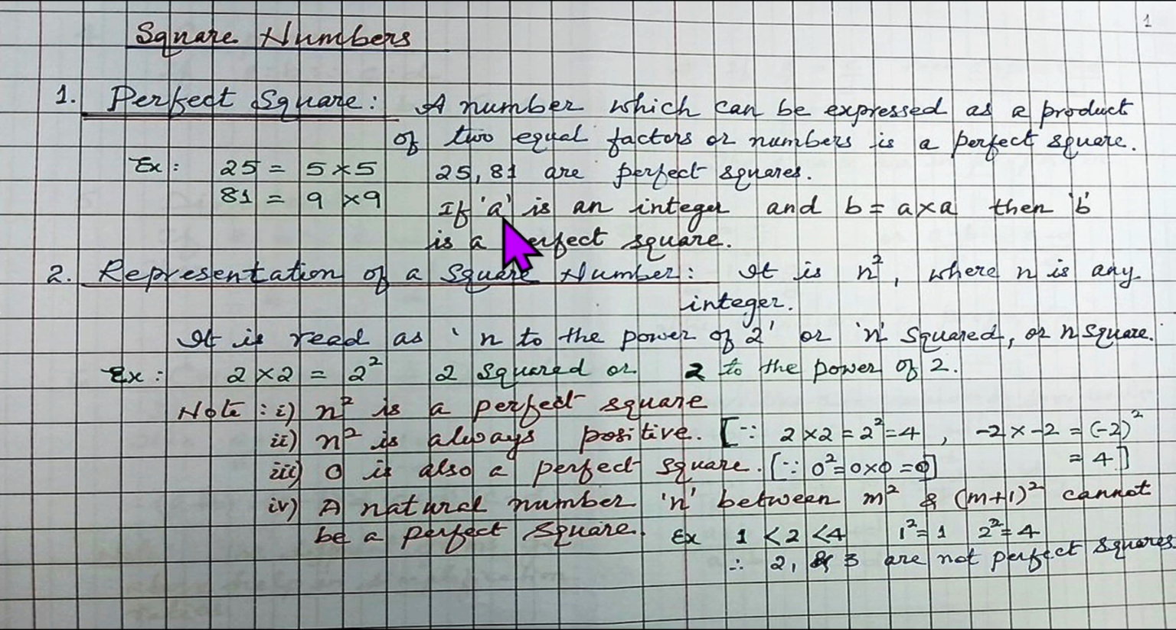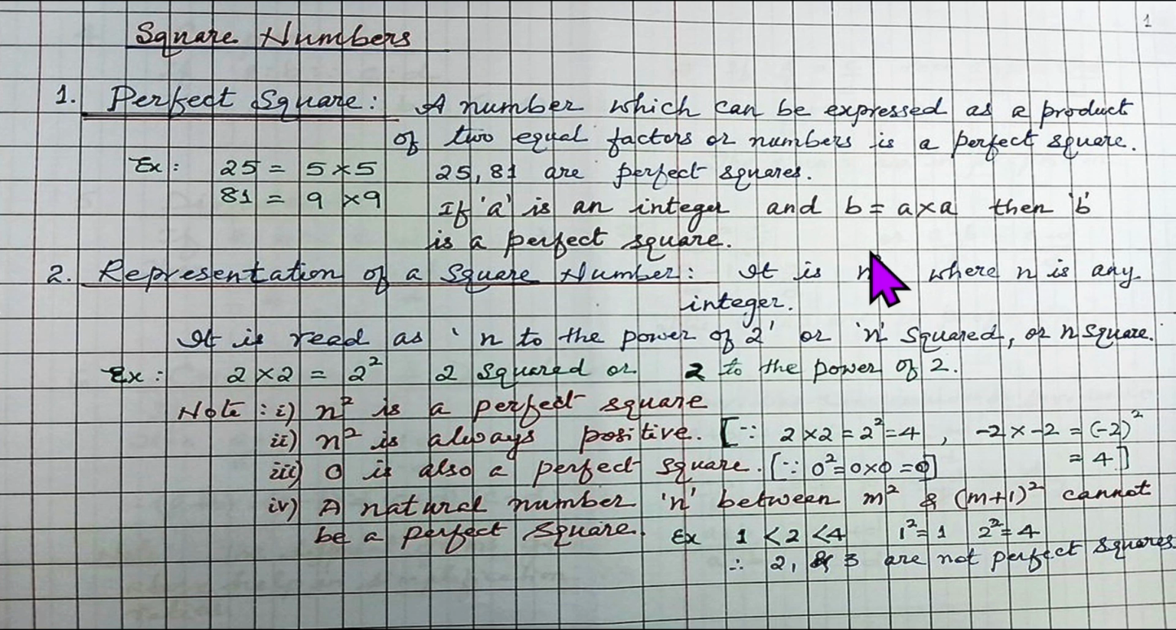So if a is an integer, and b is equal to a into a, that means b can be expressed as a product of 2 equal factors, then b is a perfect square. Please remember that. Now how to represent a square number? It is generally represented as n square, where n is any integer. For example, 25 is 5 square, 81 is 9 square. So the square of n is n square, where n is any integer.